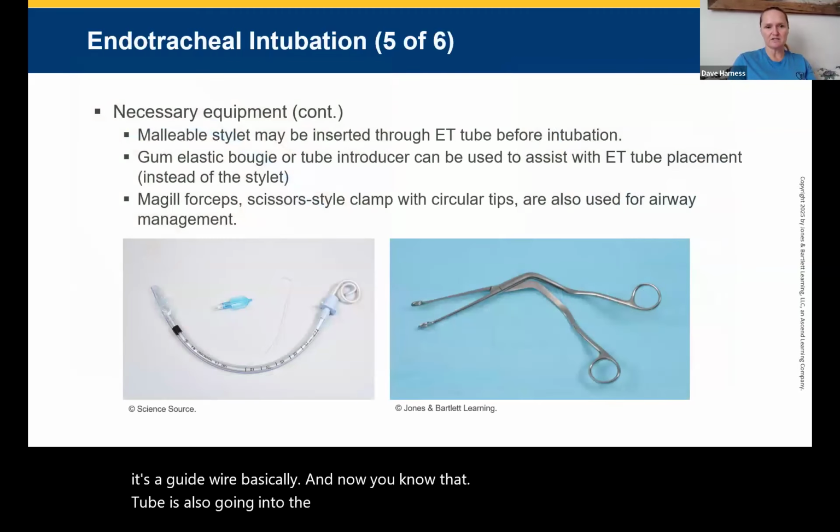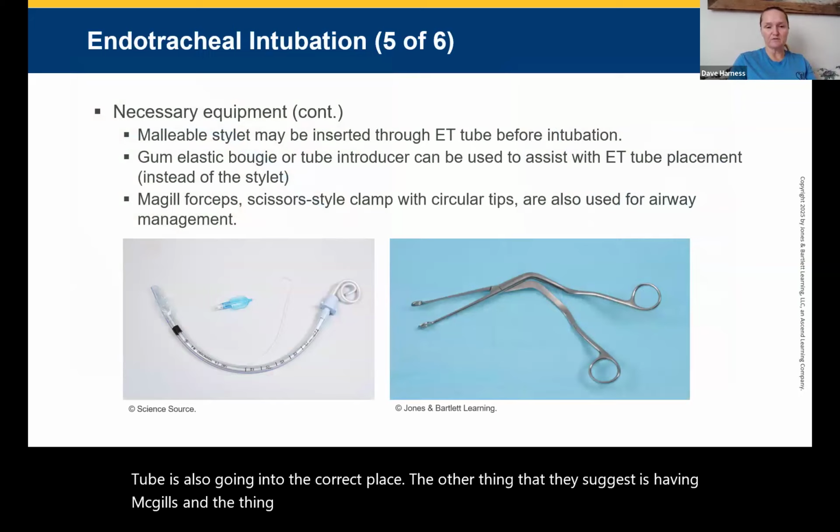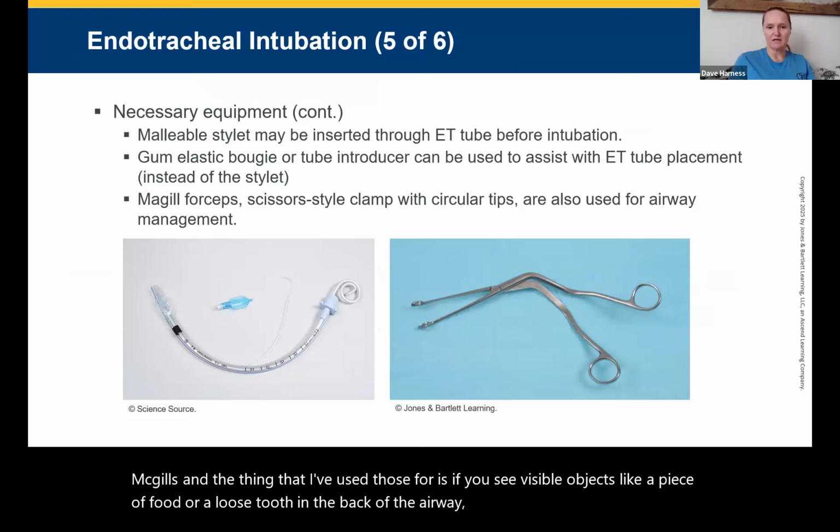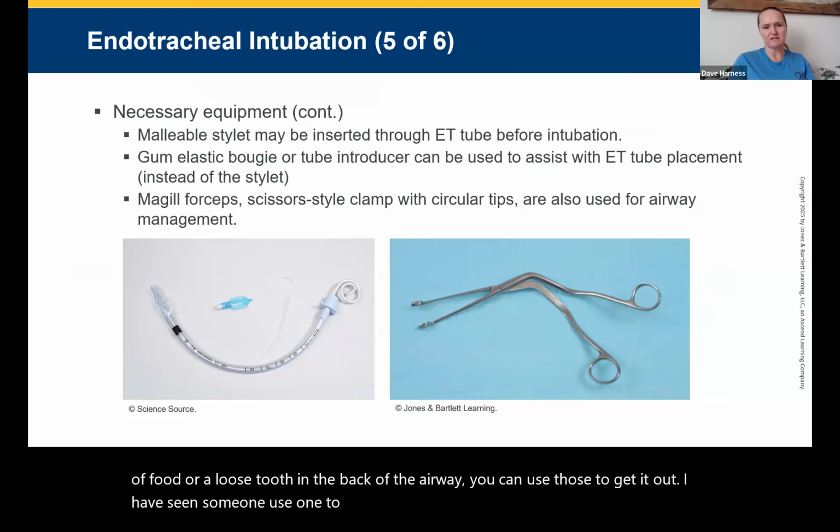The other thing that they suggest is having Magill forceps. The thing that I've used those for is if you see visible objects like a piece of food or a loose tooth in the back of the airway, you can use those to get it out. I have seen someone use one to pull the tongue out of the way, and it basically just ripped the guy's tongue. So please don't do that.